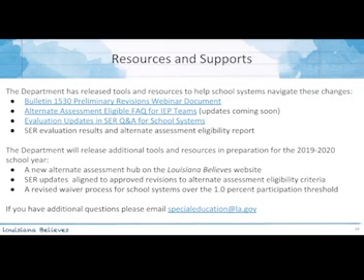In addition, the department has previously released the following tools and resources to help school systems: the Bulletin 1530 Preliminary Revisions Webinar Document, Alternate Assessment Eligible FAQ for IEP Teams. This document will be updated soon. Evaluation Updates and SIR Q&A for School Systems. SIR Evaluation Results and Alternate Assessment Eligibility Report. The department will release additional tools and resources in preparation for the 2019-2020 school year. A new alternate assessment hub on the Louisiana Believes website. SIR updates aligned to these approved revisions to alternate assessment eligibility criteria. A revised waiver process for school systems over the 1% participation threshold.